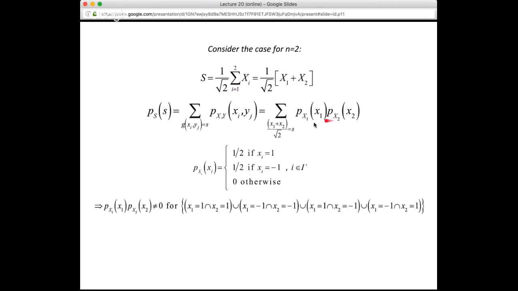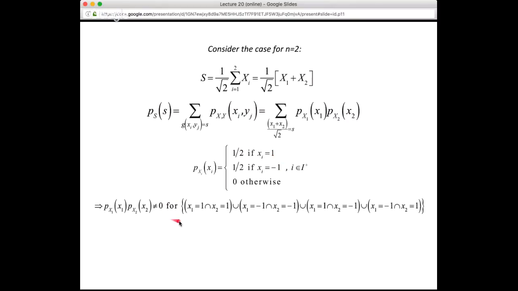Let's remind ourselves what the PMF for x1 and x2 look like. Remember, this is what that PMF looks like. It just has two spikes at x equal to 1 and x equal to -1, and it's 0 otherwise. Basically, that means we're restricted to a fairly narrow range of x1 and x2 values for which this product is non-zero. In fact, it's only non-zero if x1 and x2 each equal 1 or -1, or a combination of the two.